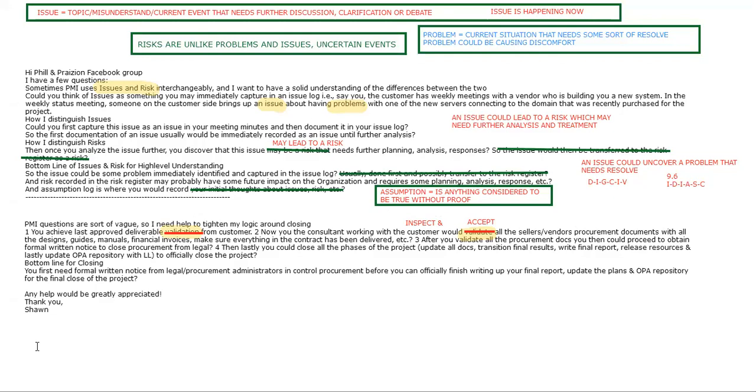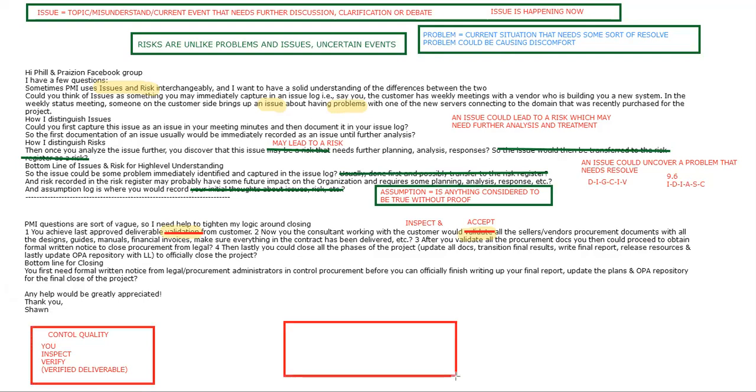So the bottom line is this: you inspect and verify, right? You're going to get a verified deliverable. And what are we talking about here? Control quality. In control quality, you are going to inspect, you are going to verify what you are working on for your customer. Okay.